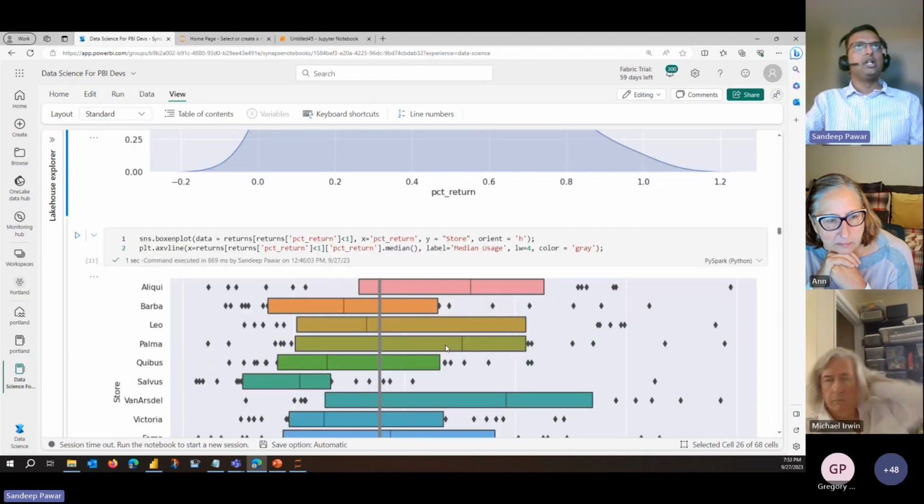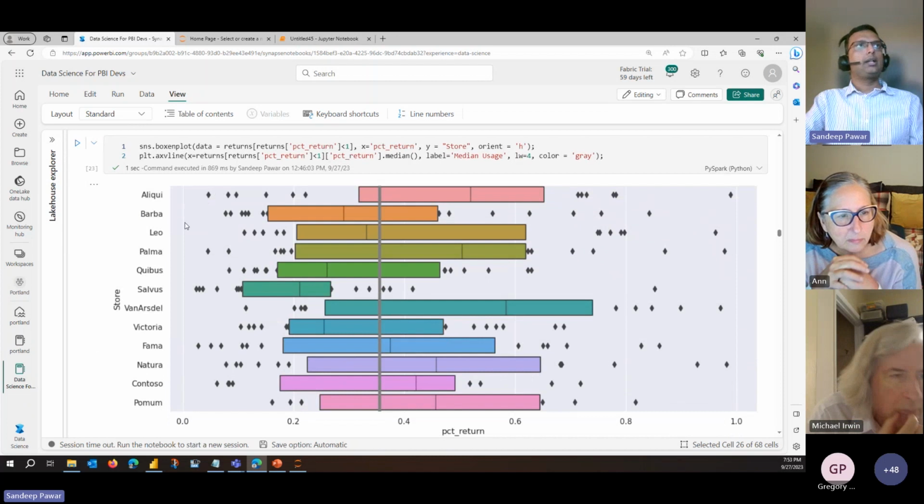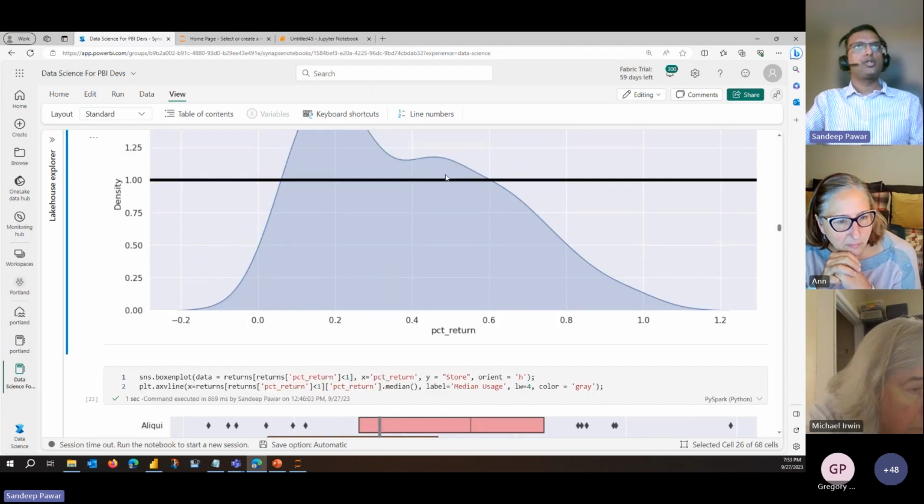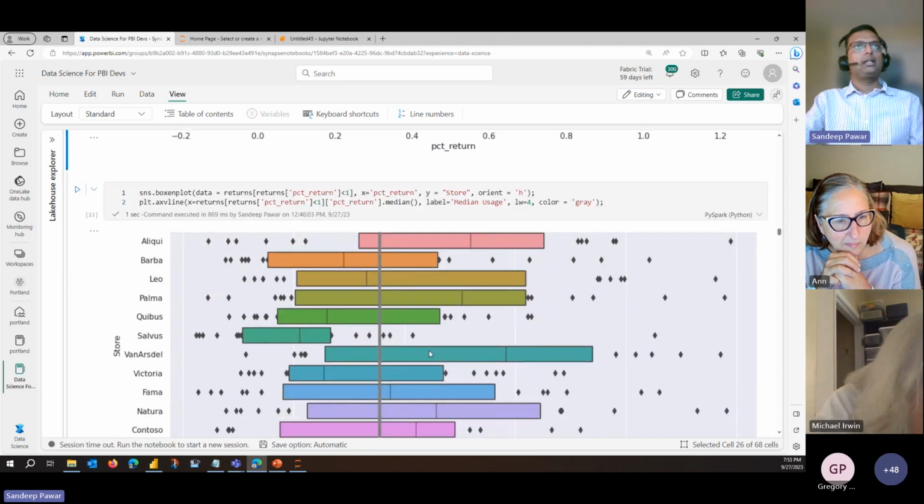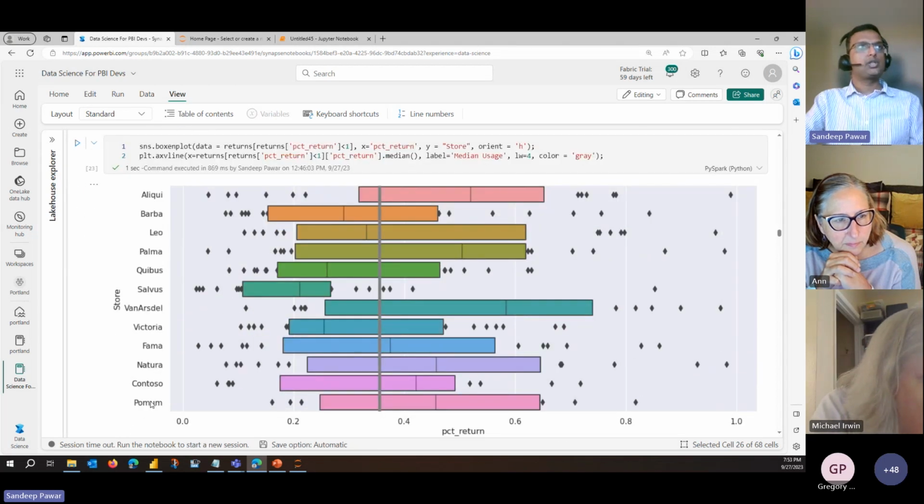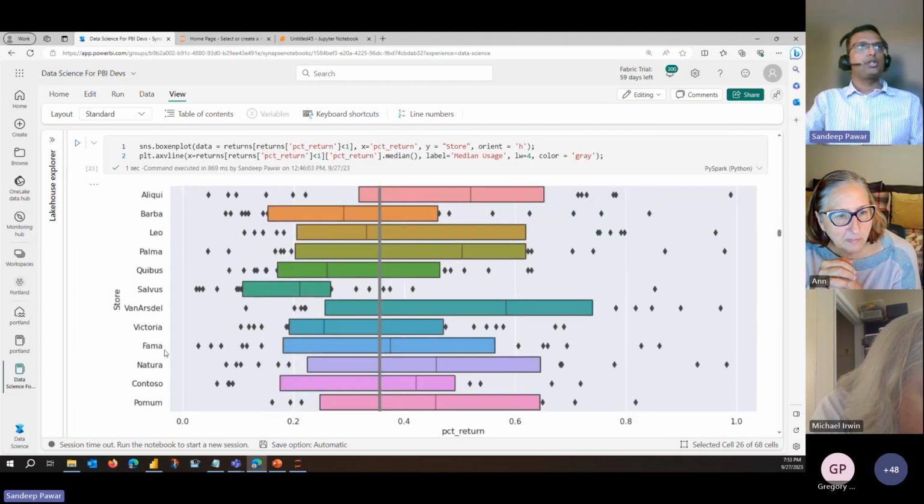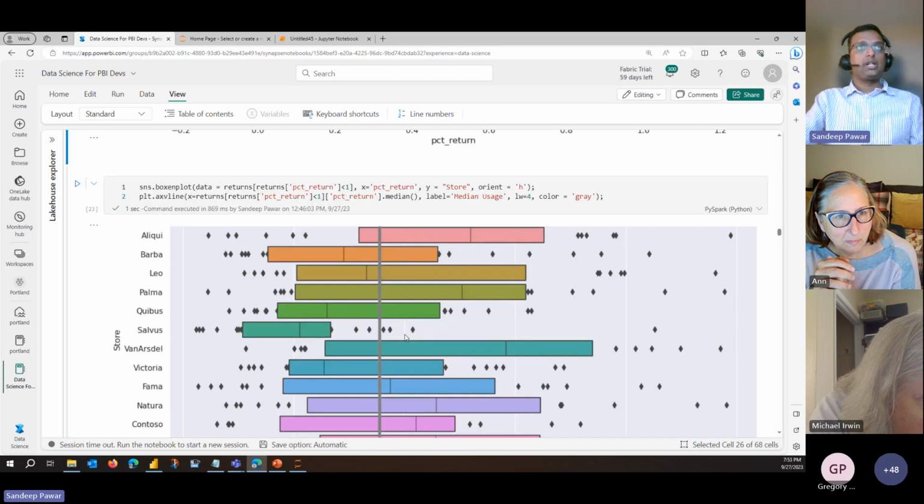So what I did next was I looked at the stores and broke the overall distribution down by each of the stores. So this is for all the stores, and this is breaking it down further by each of the stores. Well, maybe this explains why we are seeing the two humps.